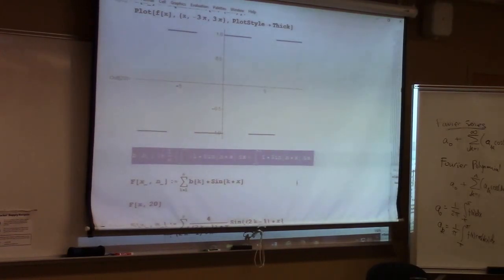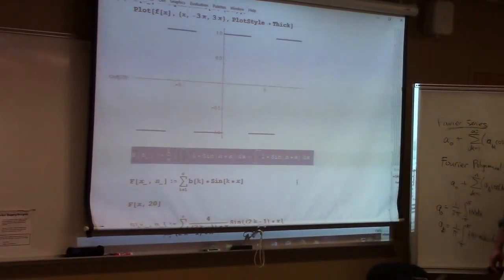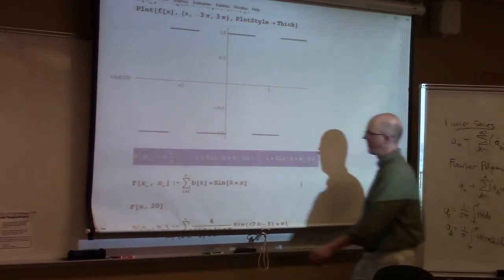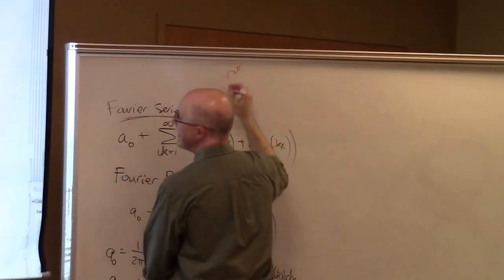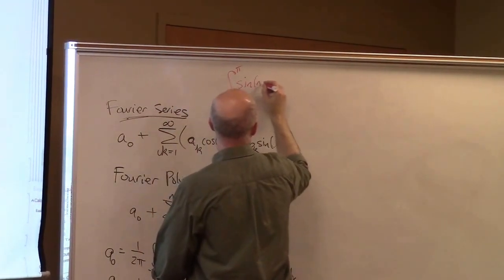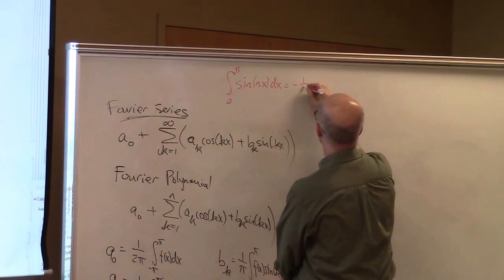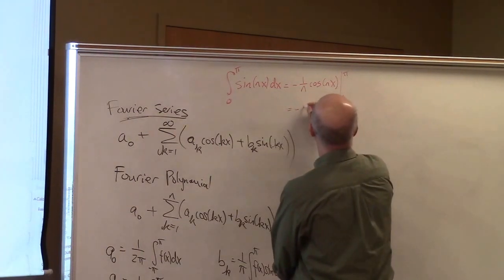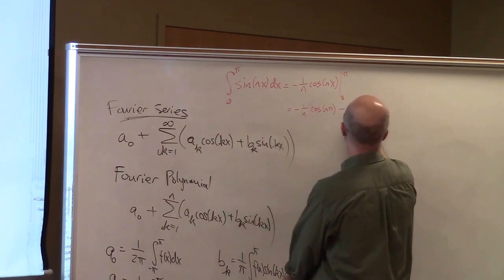These integrals would actually not be too hard to do by hand. I could see this coming up on the test. Doing these integrals would be relatively easy. For example, the integral on the right, integral from 0 to pi of sine of nx, that's going to be negative 1 over n cosine of nx evaluated from 0 to pi. Negative 1 over n times the cosine of n pi minus cosine of 0. Let's put those in parentheses.